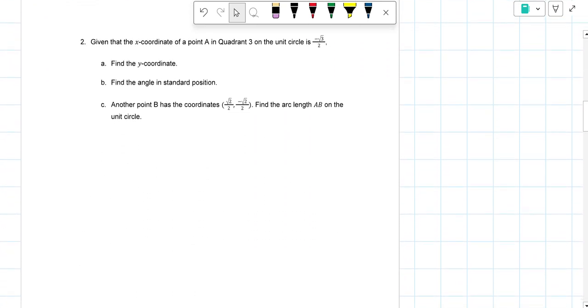Let's try question number 2. Given that the x-coordinate of a point A in quadrant 3 on the unit circle is negative square root 3 over 2, find the y-coordinate. Well, first of all, we can use the equation of the unit circle, which is given as x squared plus y squared equals 1. So let's plug in the fact that x is negative square root 3 over 2.